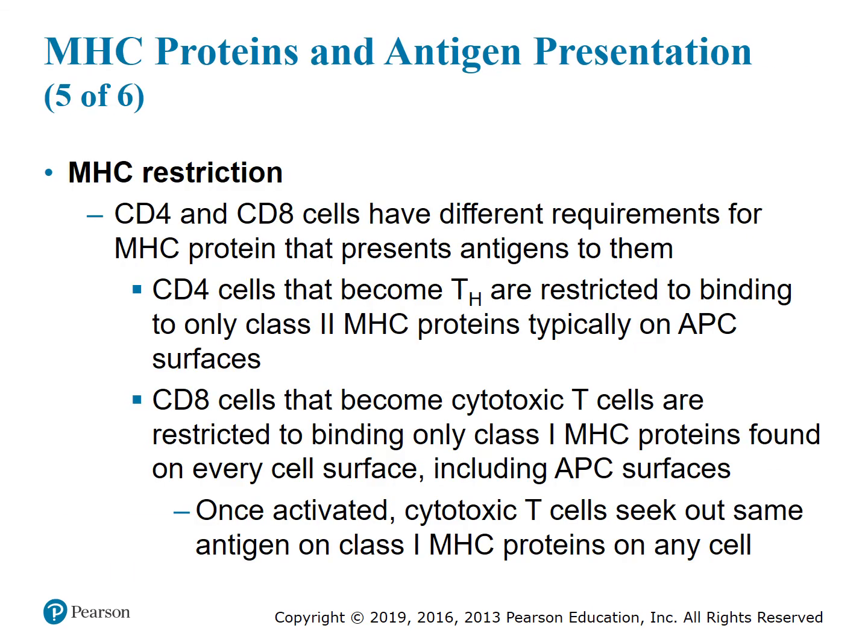MHC restriction. So CD4 and CD8 cells have different requirements for MHC protein that presents antigens to them. The CD4 cells that become T helper cells are restricted to binding to only class 2 MHC proteins, typically on antigen-presenting surfaces, whereas the CD8 cells that become cytotoxic T cells are restricted to binding only class 1 MHC proteins found on every cell surface, including APC surfaces. Once activated, the cytotoxic T cells seek out the same antigen on the class 1 MHC proteins on any cell.